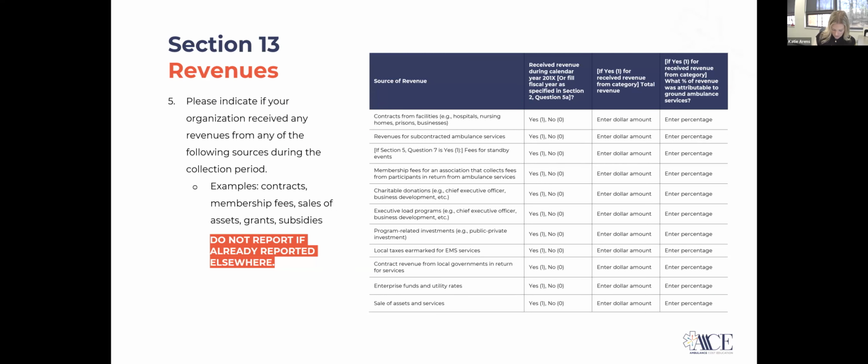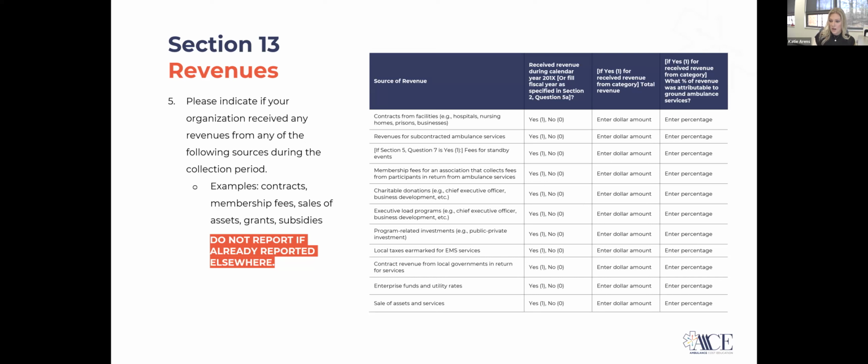Other types of revenues that are reported, if you go to the next slide, this is where you're going to get into like facility contracts. So when it's looking at payer sources, Medicare, Medicare Advantage, Medicaid, Medicaid managed care, you're not going to want to include revenue that was received by facilities for services that you're contracted to do. That's going to go in other revenue.